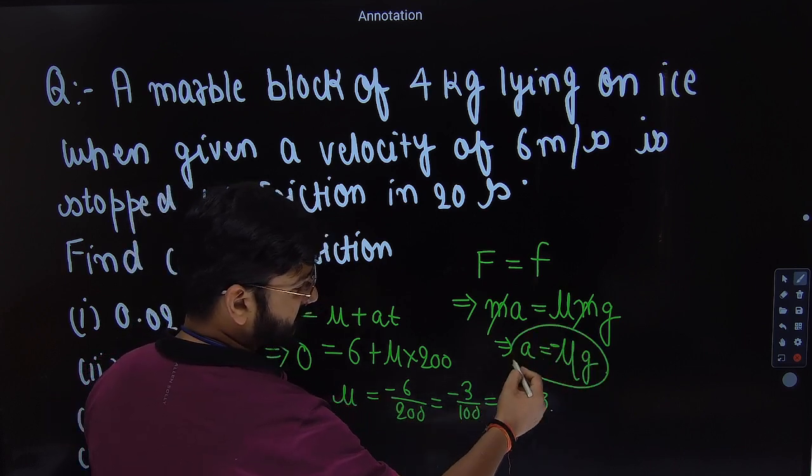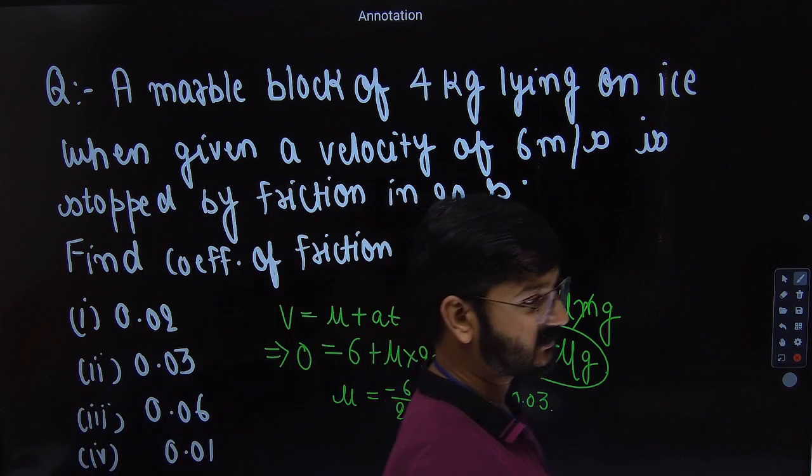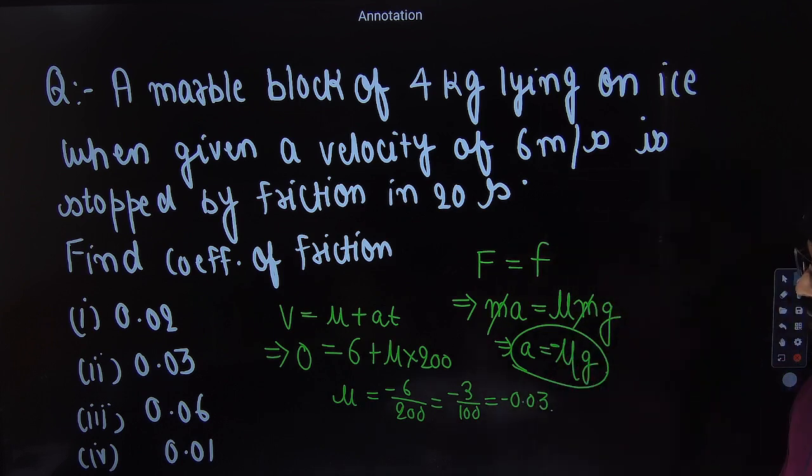I'm repeating again why this is negative: because we are stopping, so acceleration will oppose the motion. Done? Simple. Anything difficult in this?